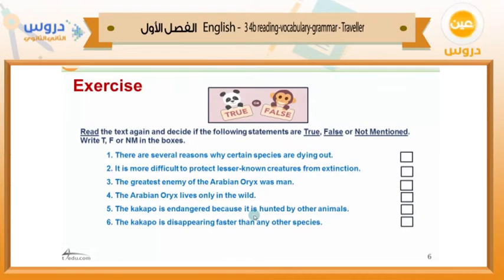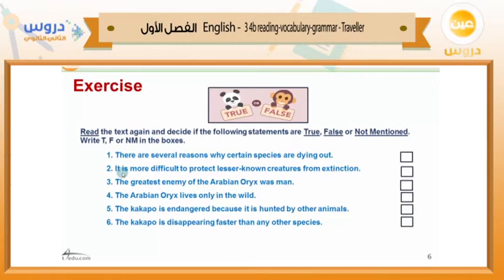So as you can see, we have read about the Kakapo, we have read about the oryx and some other endangered animals. Now, you remember, we read this, and now we're going to have to choose in the boxes here from 1 to 6, as you can see. You can read the text again and decide if the following statements are true or false or not mentioned. We didn't talk about them in the reading. So write T for true, F for false, and NM, which is not mentioned, in the boxes. I'm going to read for you and leave you to guess if this is true or false or not mentioned. 1. There are several reasons why certain species are dying out.